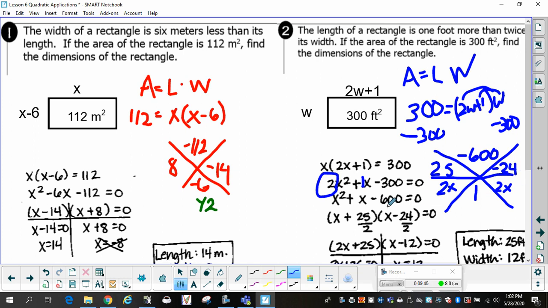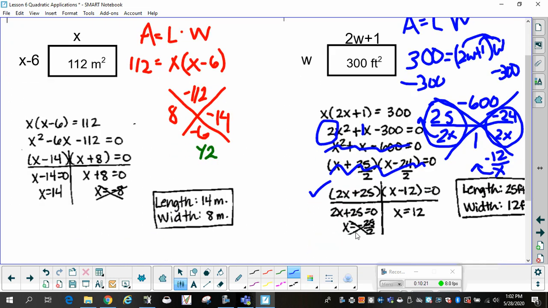Now, this is where we're doing this. I can't reduce this fraction. This fraction does not reduce. So when I do bottoms up, I get 2x plus 25. This fraction right here does reduce to negative 12 over x. Now that I've reduced that fraction, I can do the bottoms up, and I have my factors.